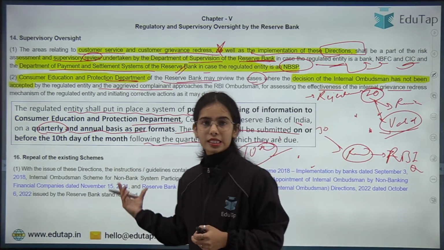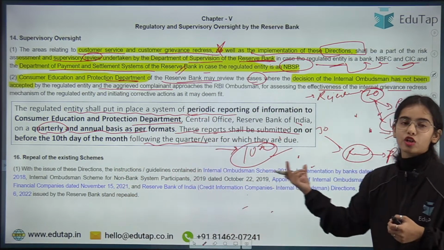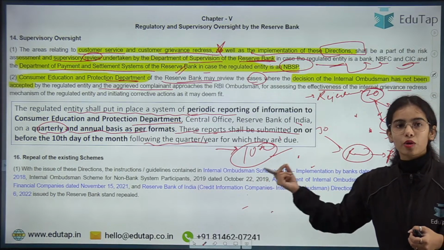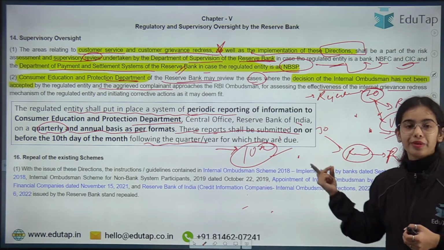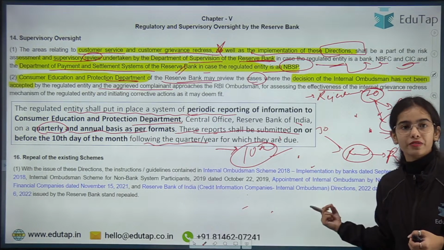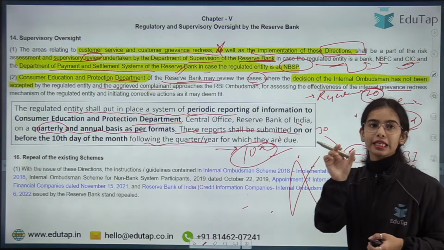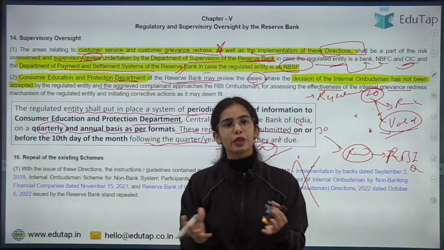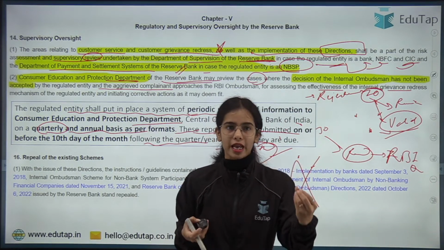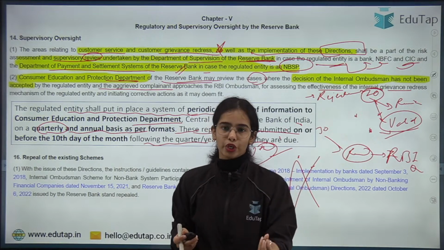Now all the other schemes have been repealed. Internal Ombudsman scheme for banks, Internal Ombudsman scheme for NBSP, Internal Ombudsman scheme for NBFC. So all those schemes have been repealed, and now we only have one Internal Ombudsman scheme for all the regulated entities as per the master direction that was released in December 2023.